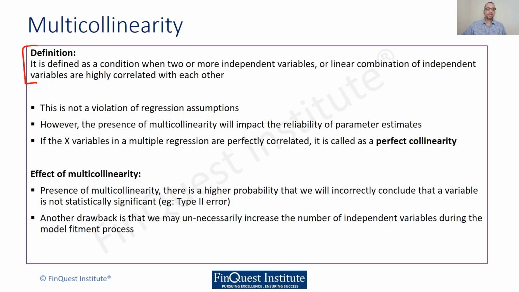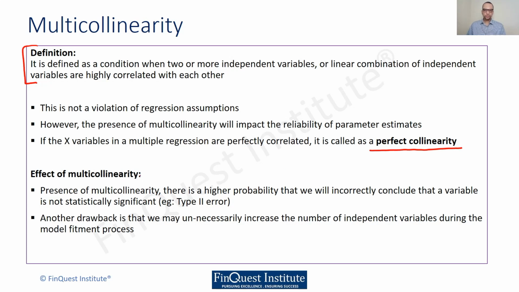So, although it's not exactly a violation of regression assumptions, the presence of multicollinearity will certainly have an impact on the reliability of the parameter estimation which we make as a part of the model. So that's why treatment of multicollinearity becomes very, very important. Now, if the x variables in our multiple regression setup are perfectly correlated with respect to each other, we call this scenario perfect collinearity. So just a type of multicollinearity.